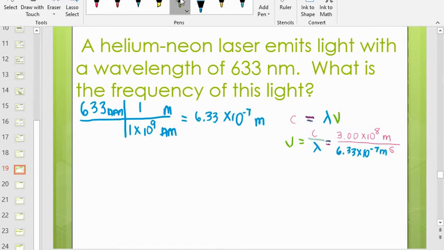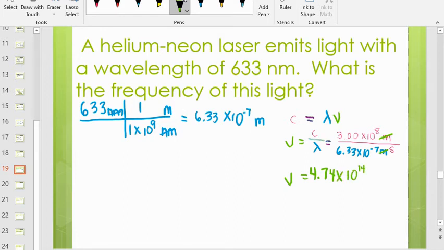So now I'm going to solve for my frequency. My meters will cancel because anything divided by itself is 1. And that's going to leave me with a frequency here. I'm going to put this into my calculator. So 3 to the 8th divided by 6.33 to the negative 7, and I end up with 4.74, because I need 3 significant figures, times 10 to the 14th.